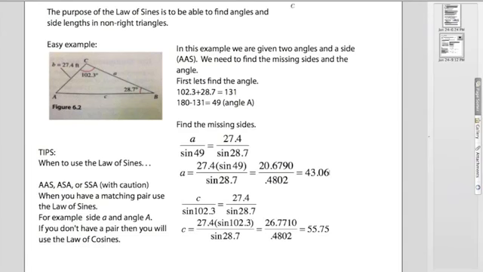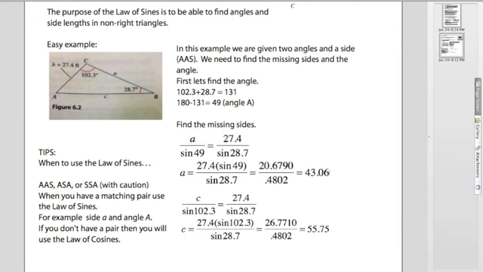This one allows me to do basically the same exact operation, except the numbers are different. I have a sine of 102.3. Work that out. You multiply both sides by that. You get 26.77 divided by 0.4802. This time it gives me 55.75 feet as side length C.